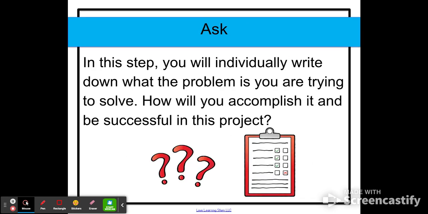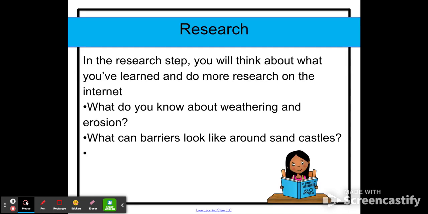Now remember, the first step is ask. In this step, you will individually write down what the problem is you are trying to solve. How do you want to accomplish it to be successful in this project? So once you figure out what problem you're solving, you get to move on.